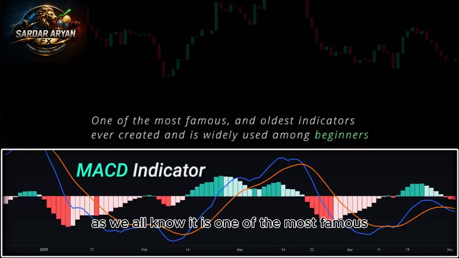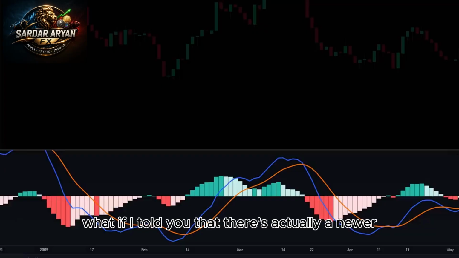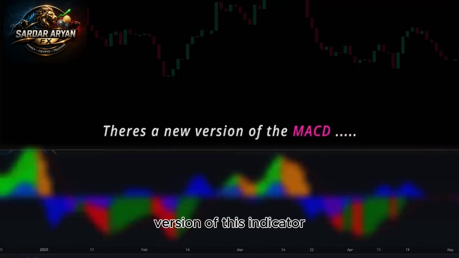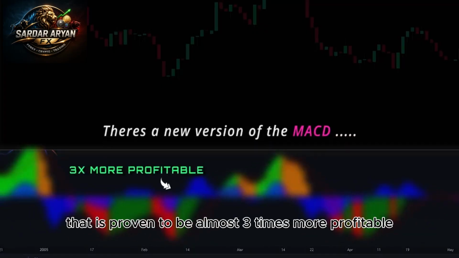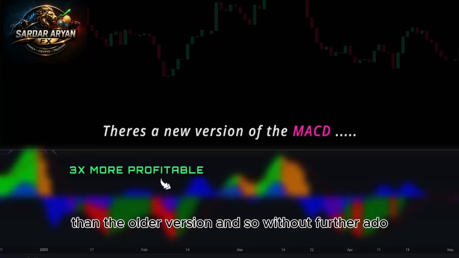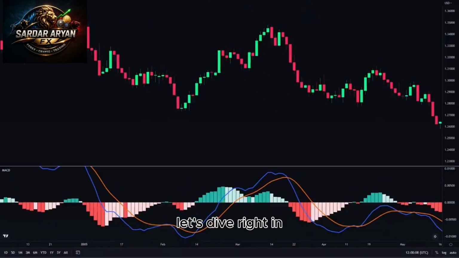As we all know, it is one of the most famous and oldest indicators ever created and is widely used among beginners. However, what if I told you that there's actually a newer version of this indicator that is proven to be almost 3 times more profitable than the older version? And so without further ado, let's dive right in.